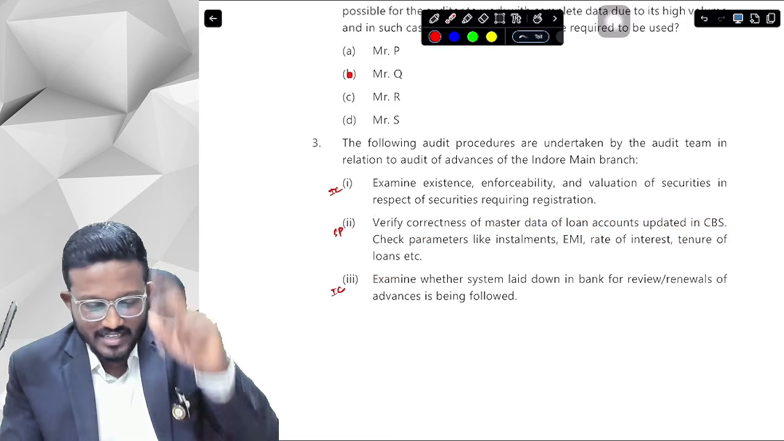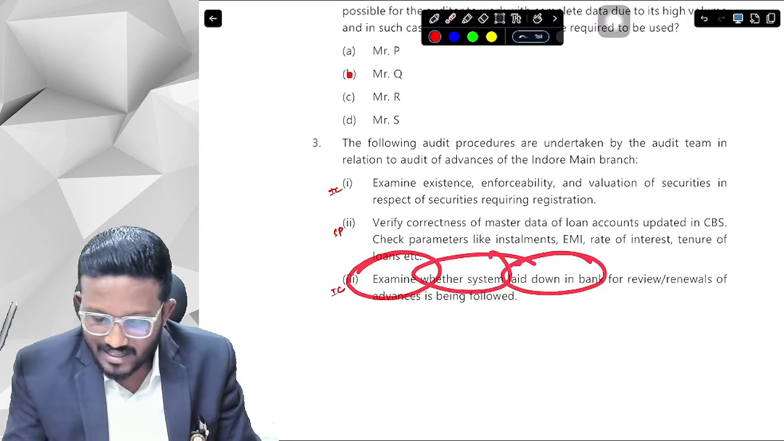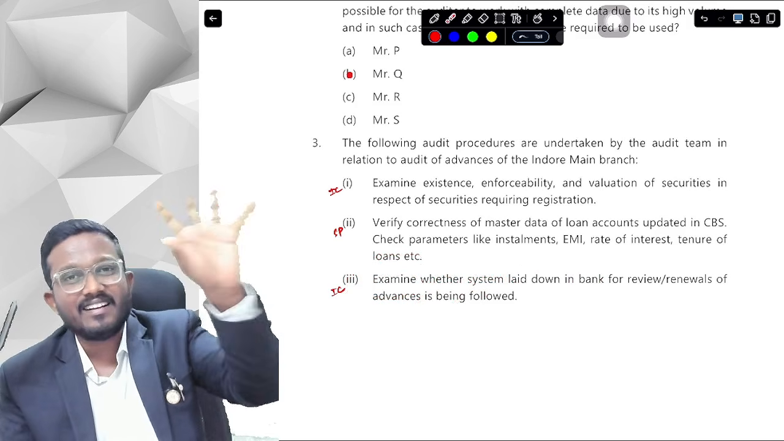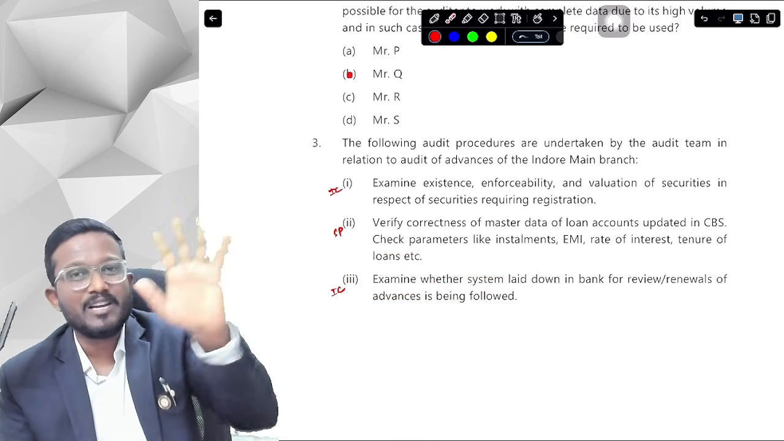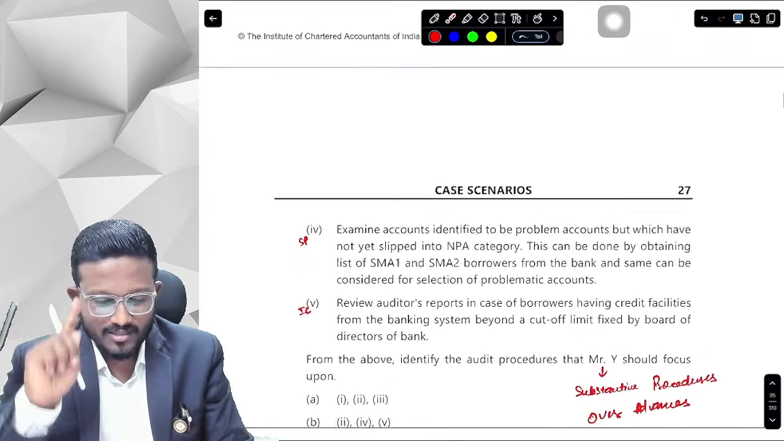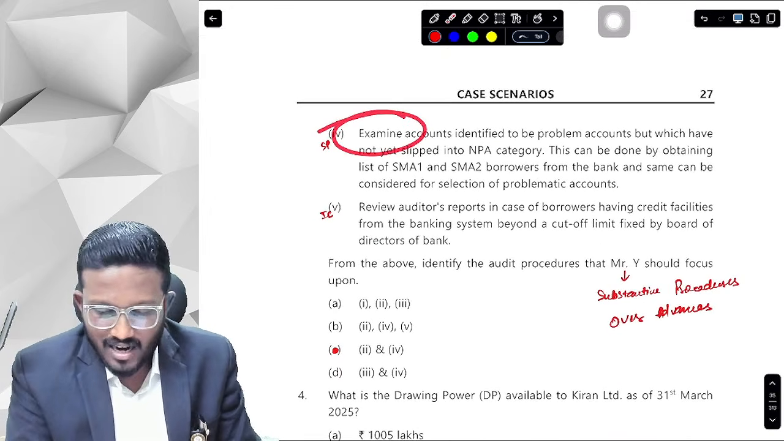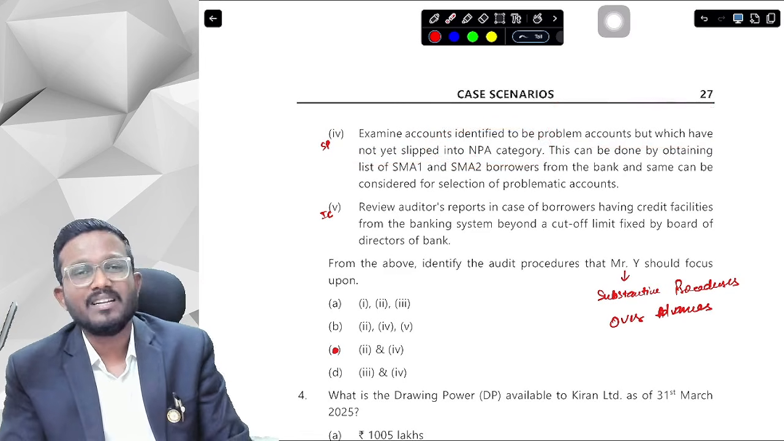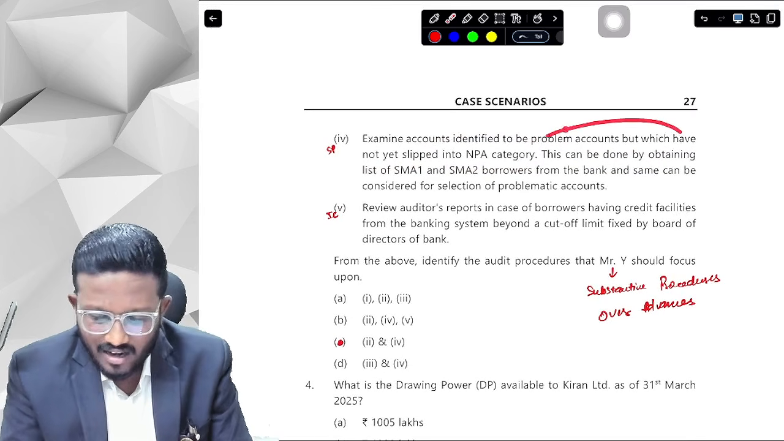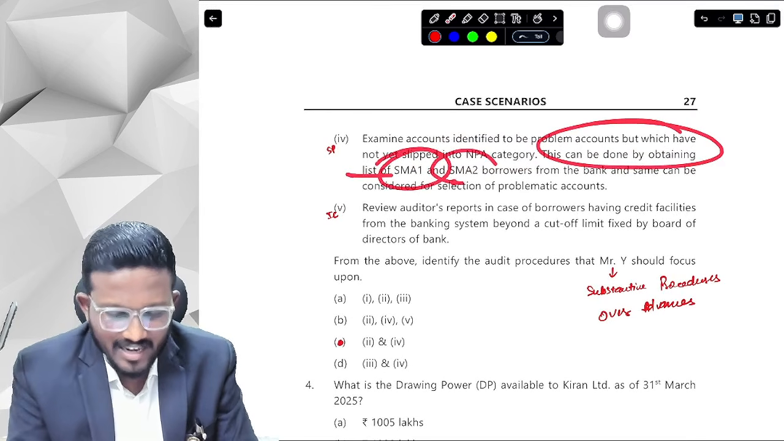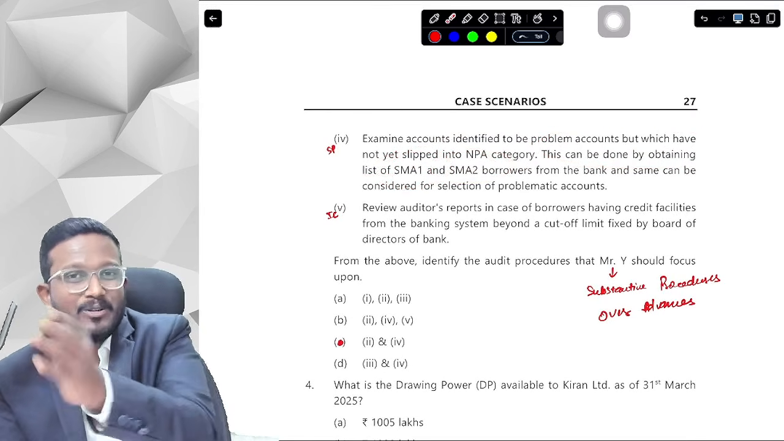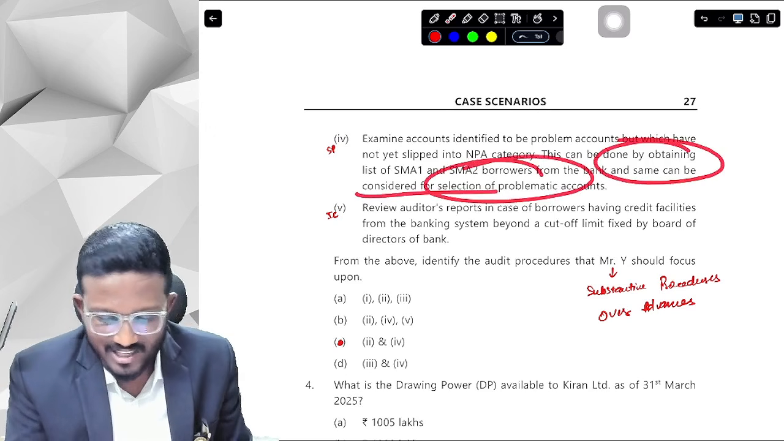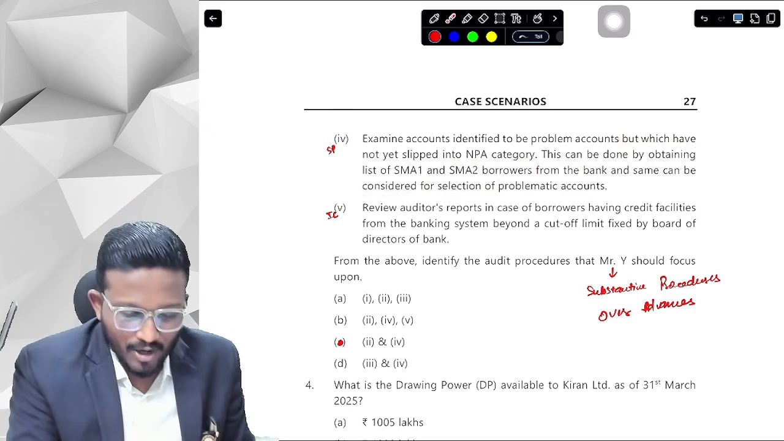Next, we are examining whether the system laid down in the bank for review of renewal of expansion is being followed. So we are examining whether the internal control for review or renewals is being followed or not. So it is evaluation of internal control, not substantive procedures. Next, we are examining the accounts identified as problem accounts which have not yet slipped into the NPA category, by obtaining a list of SMA1 and SMA2. SMA1 is 31 to 60 days, SMA2 is 61 to 90 days. And we are considering the selection of problematic accounts. This is part of your substantive procedure.